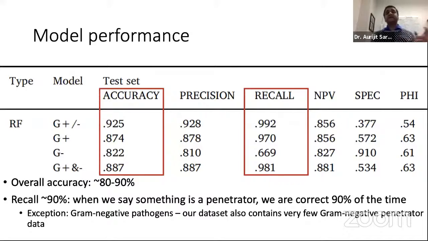An analysis of the data set tells us that the total number of data points for chemicals which penetrate or fail to penetrate the gram-negative pathogens is much less compared to the data on chemicals that penetrate gram-positive pathogens. So because of that lack of data on what will penetrate gram-negative pathogens, you have a very low recall value in comparison to the rest of the models. That makes sense.